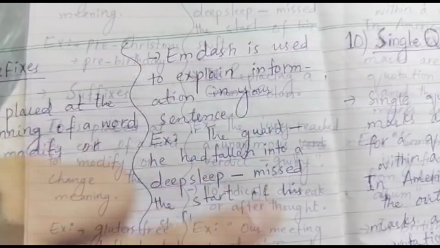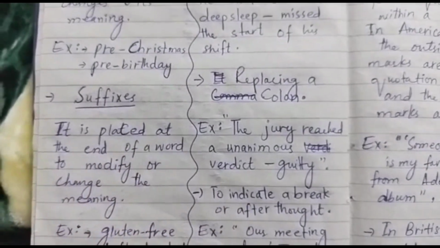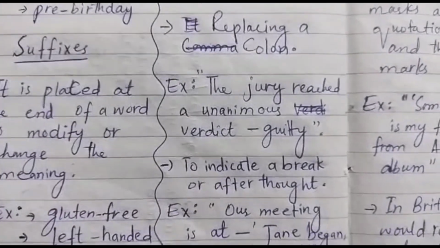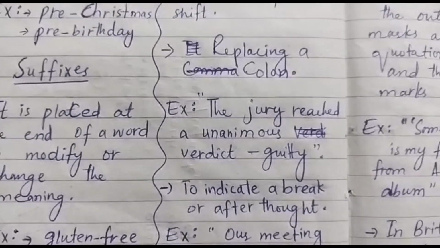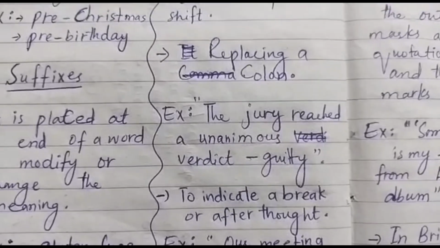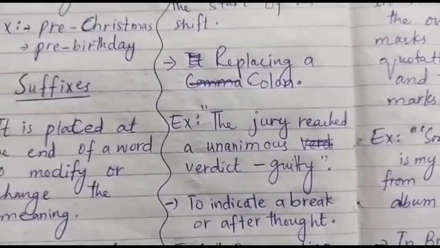So we put dashes. You can emphasize your conclusion by replacing a colon with an em dash. Here is an example. The jury reached a unanimous verdict, dash, guilty. Guilty is a conclusion, so you can put a dash there instead of a colon.